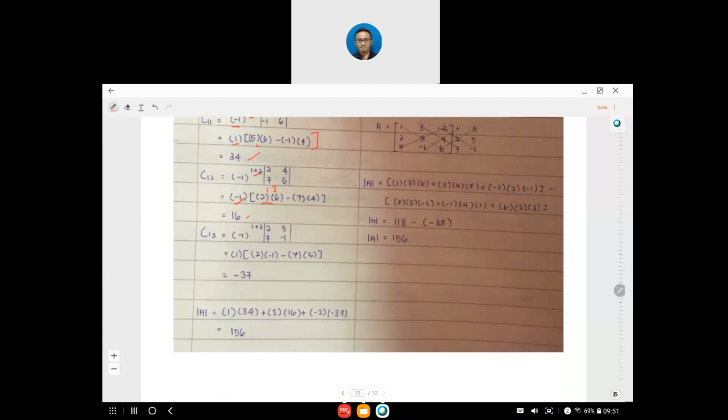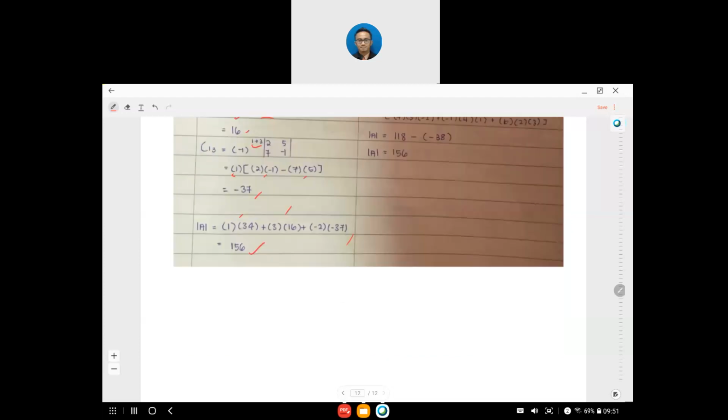Okay, so you can get 16. Supposedly negative and then times by negative 1, so you can get 16. Okay, C13, negative 1, the power of 4. So 1, 2 times negative 1 minus 7 times 5. So you can get negative 37. Okay, and then 1 times 34 plus 3 times by 16, negative 2 times by negative 37. So you can get 156. Okay.